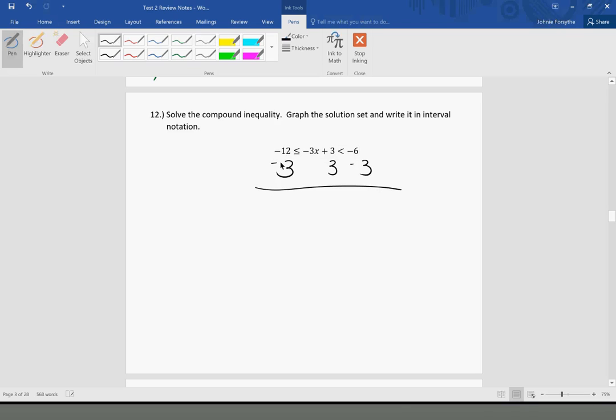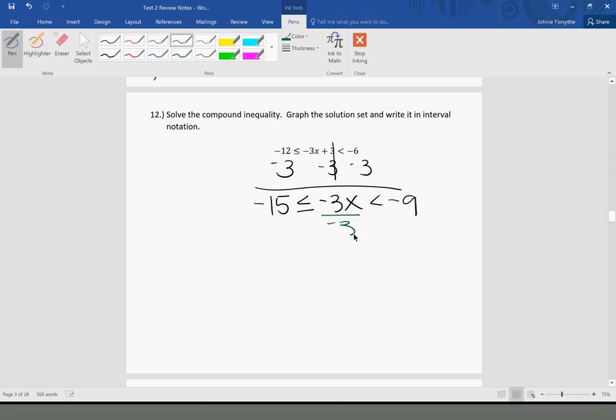So on the very left side, I have -12 minus 3. I have the same sign, so I add and keep the sign. -15 is less than or equal to, bring down that -3x. 3 minus 3 canceled out, and I have less than or equal to -6 minus 3 is -9.